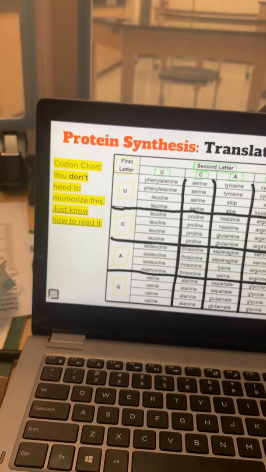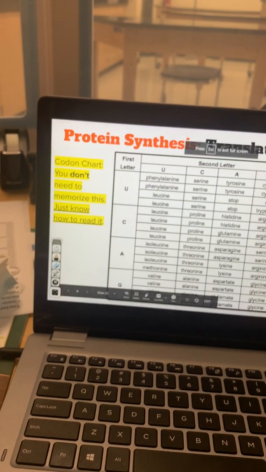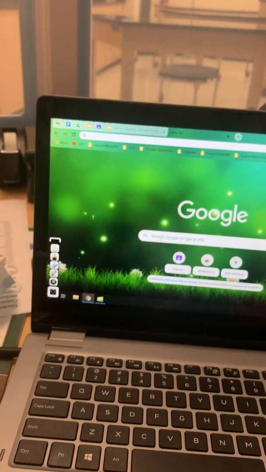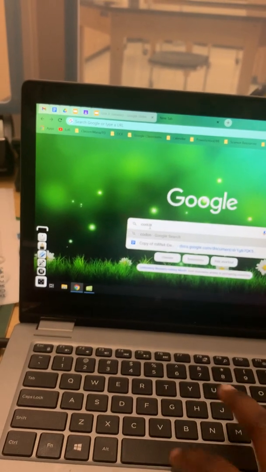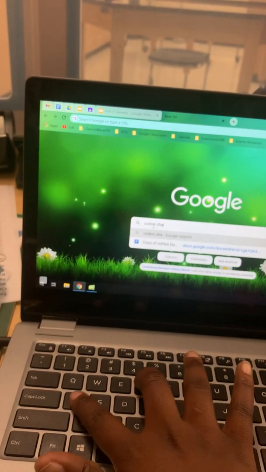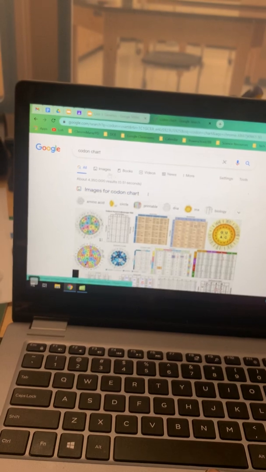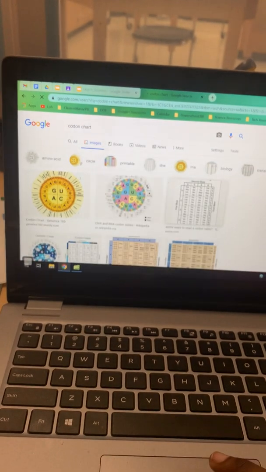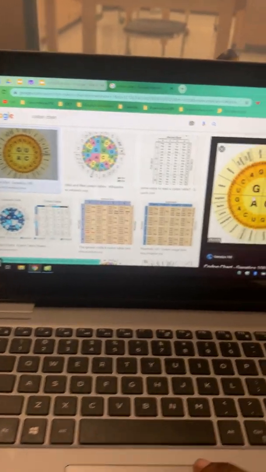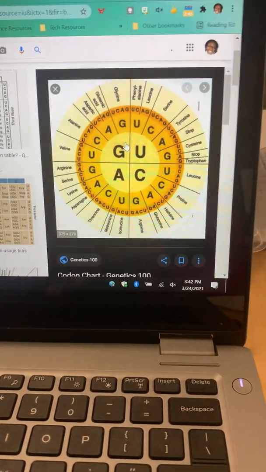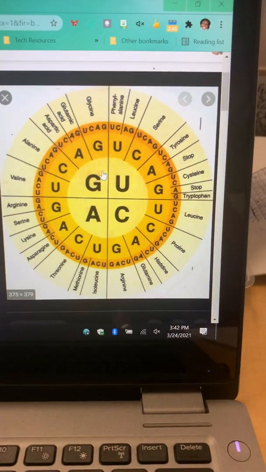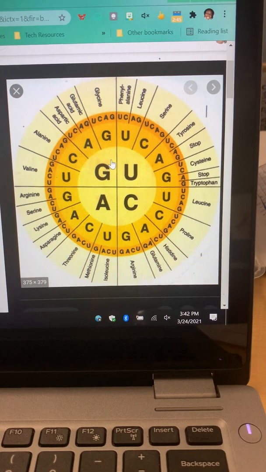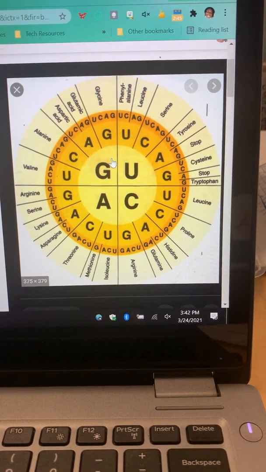Another way to read a codon chart is, let me show you this right here. There are some codon charts that you can find, you can pull it up on Google, that instead of being in a table format, are in this sort of circular format, as you can see right here. These are also perfectly acceptable to use, and some students even find these easier to read, but it's up to you which one you want to use.